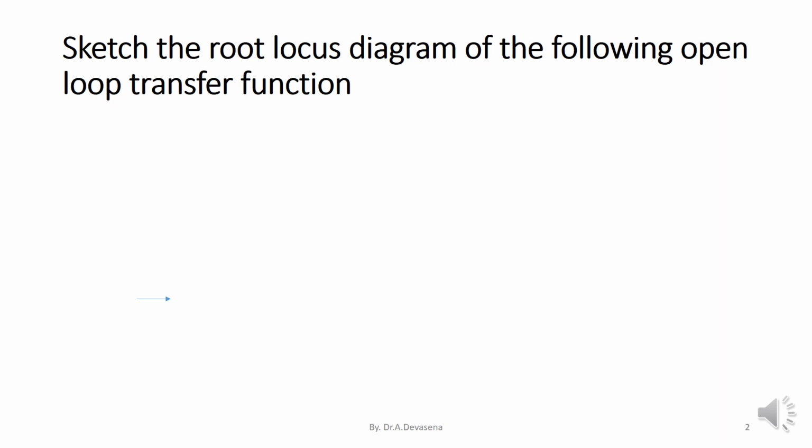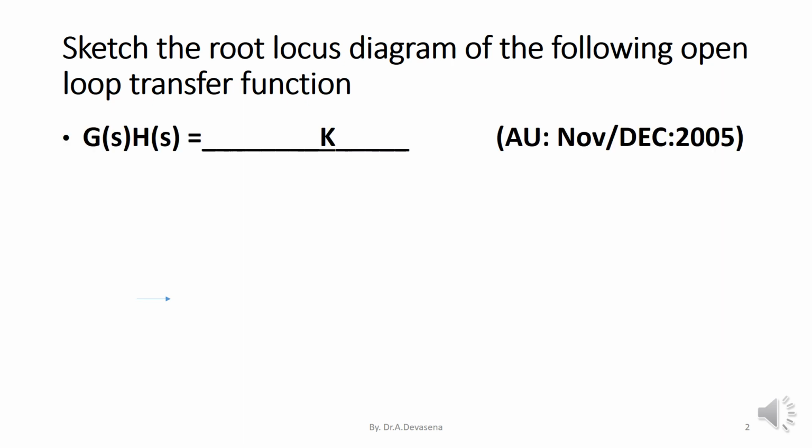Sketch the root locus diagram of the following open loop transfer function. G(s)H(s) is equal to K divided by s into (s plus 2) into (s plus 5). This question was asked in an university exam, November-December 2005.